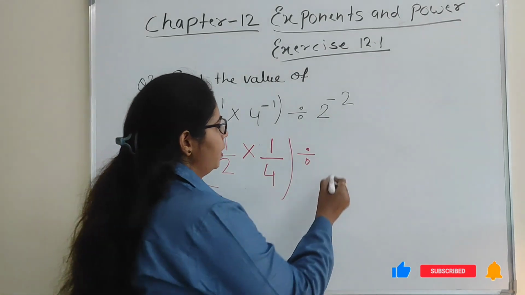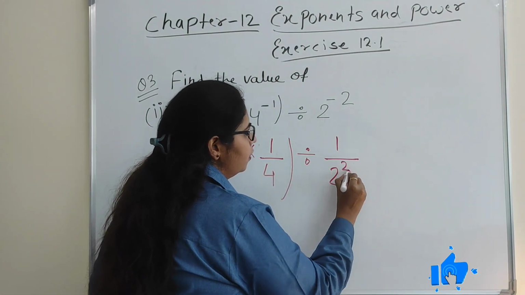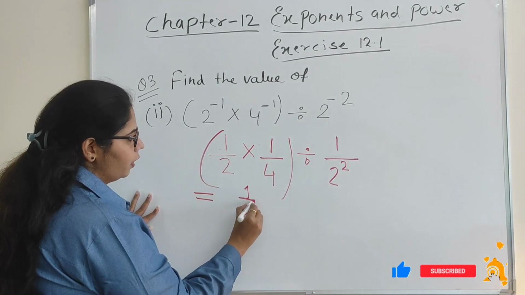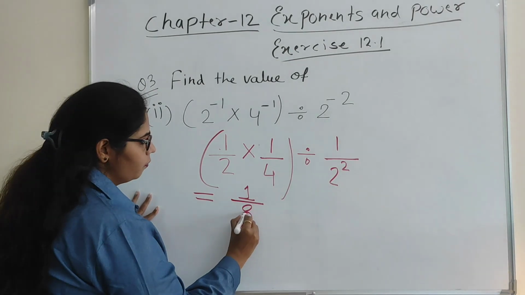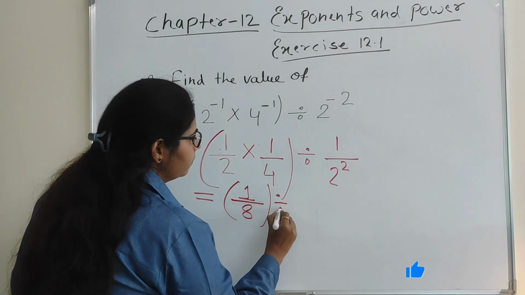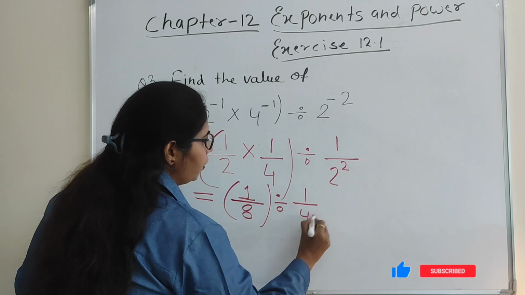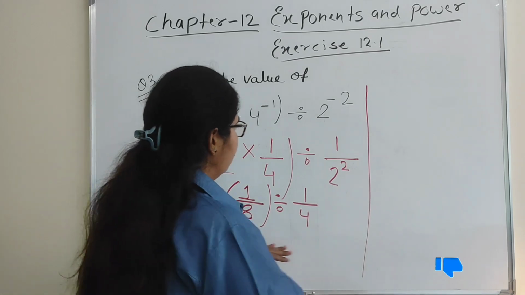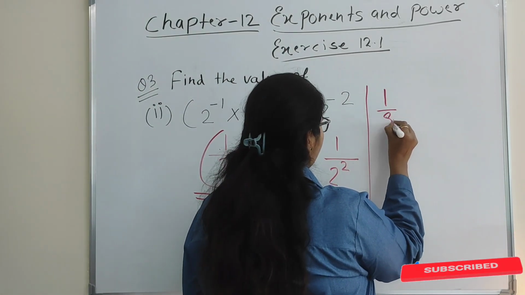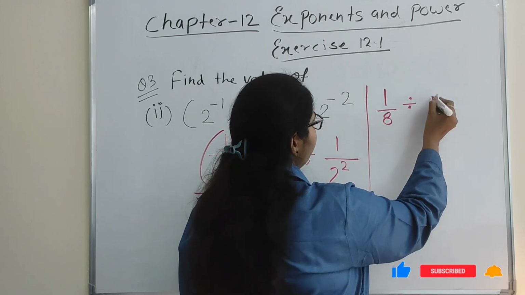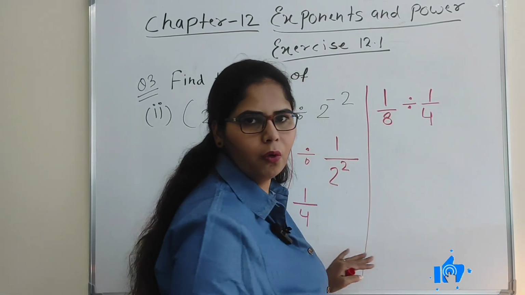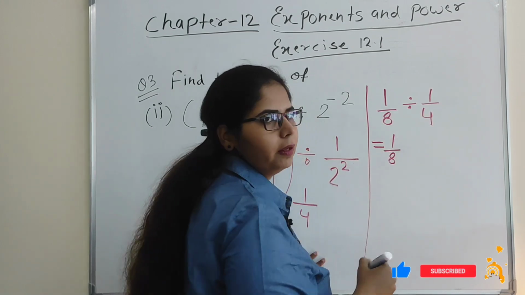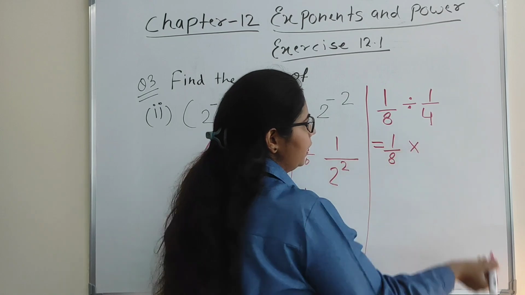And 4 to the power negative 1 will be 1 upon 4, right, which is divided by 2 to the power negative 2. 2 to the power negative 2 means 1 upon 2 square. Now 1 multiplied by 1 gives you 1, 2 multiplied by 4 gives you 8, divided with 1 upon 4, because 2 square is 4. Now here I am solving this: 1 upon 8 divided by 1 upon 4. I have to remove this division sign, so put here a multiplication sign.